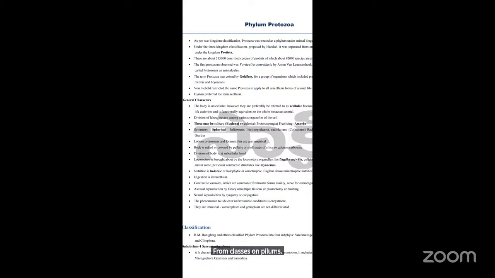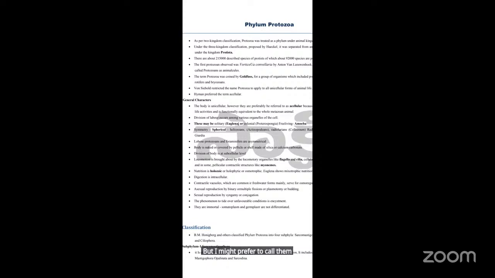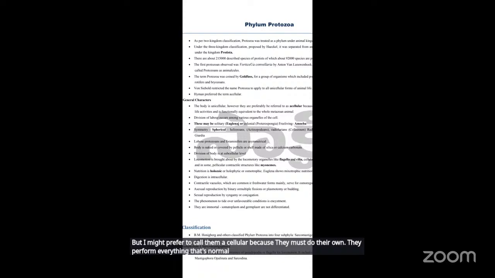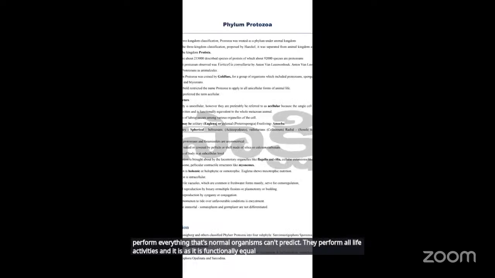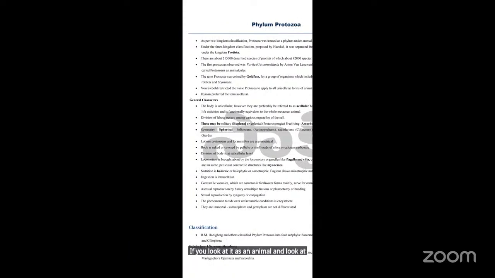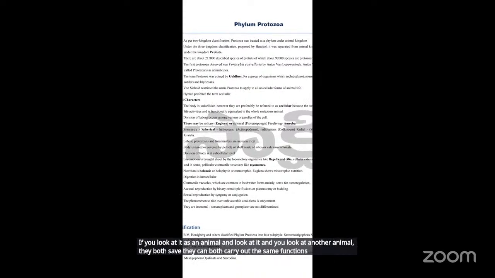So the general characteristics that protozoans have, we've mentioned this, they are unicellular, they can exist on their own. But I might prefer to call them acellular because on their own, they perform everything that normal organisms can partake in. They perform all life activities, and it is functionally equal to the metazoan animal. That is, if you look at it as an animal and look at another animal, they can both carry out the same functions, like life activities, respiration, digestion, all of that.